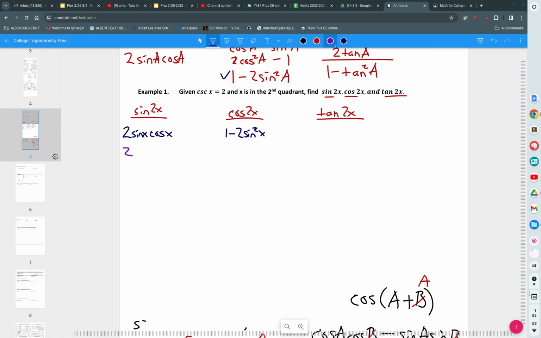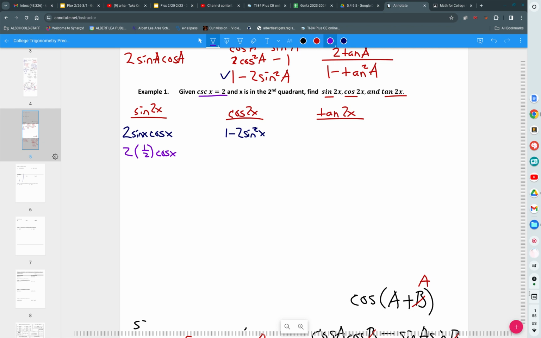I have 2 times. I already know the sine or the cosine value. Which one do I know and why? Sine. Why? Well, you have the cosecant. It says cosecant is 2. So if cosecant is 2, then sine is 1/2. So now I need to come up with cosine.